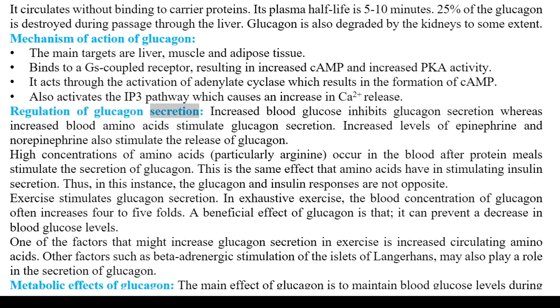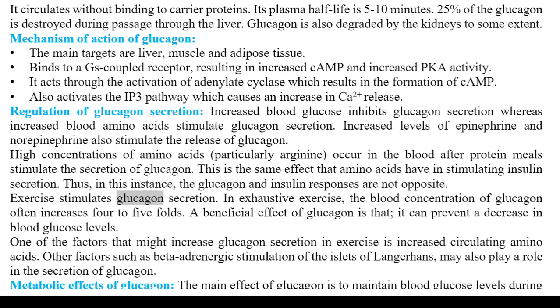Regulation of glucagon secretion. Increased blood glucose inhibits glucagon secretion, whereas increased blood amino acids stimulate glucagon secretion. Increased levels of epinephrine and norepinephrine also stimulate the release of glucagon. High concentrations of amino acids, particularly arginine, which occur in the blood after protein meals, stimulate the secretion of glucagon. This is the same effect that amino acids have in stimulating insulin secretion. Thus, in this instance, the glucagon and insulin responses are not opposite.